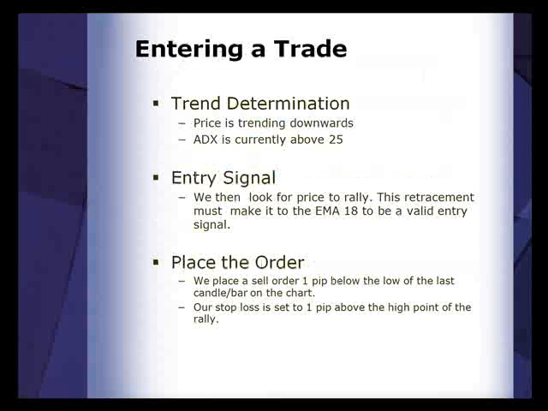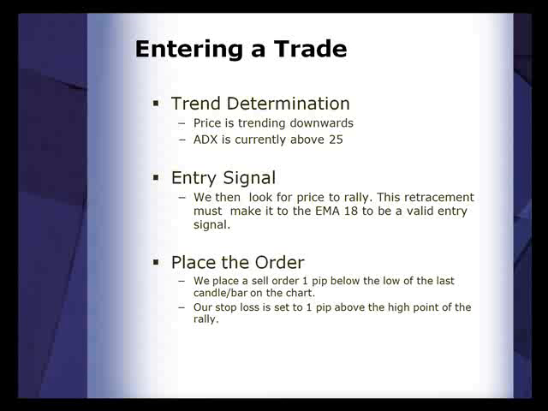So when we're entering a trade, we take 3 steps. We first determine what the trend is. The price must be trending downwards, and the ADX must be currently above the 25 level. The entry signal, we look for a rally point. The retracement must make it to the EMA 18, and 1 bar must touch the EMA 18 to be a valid entry signal. We then place our order.